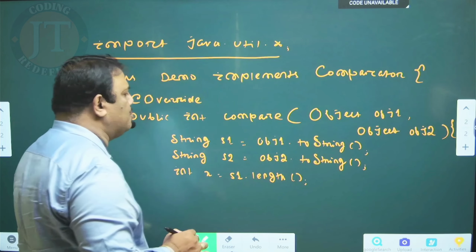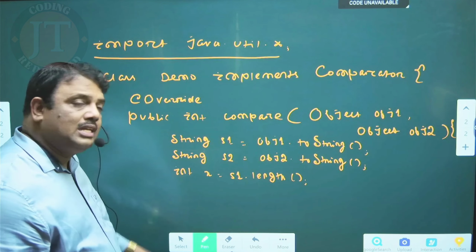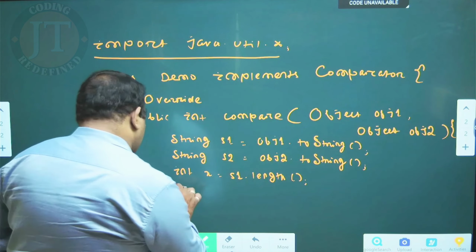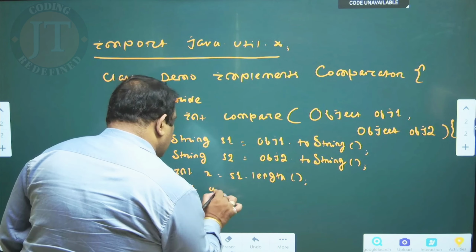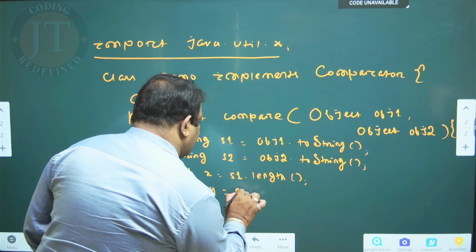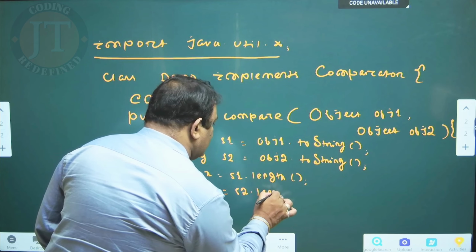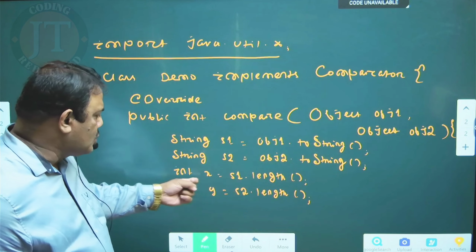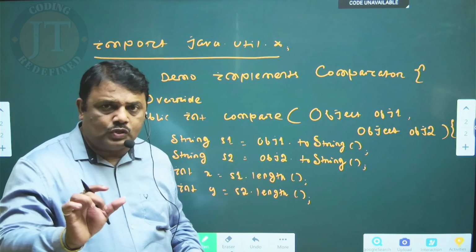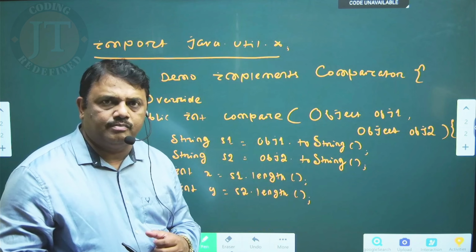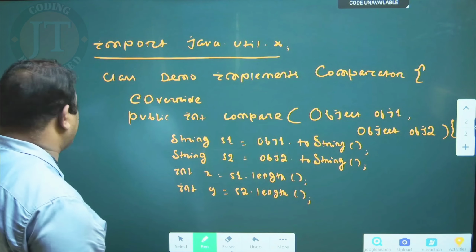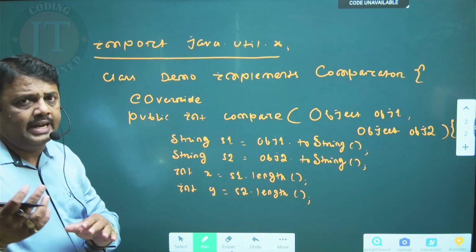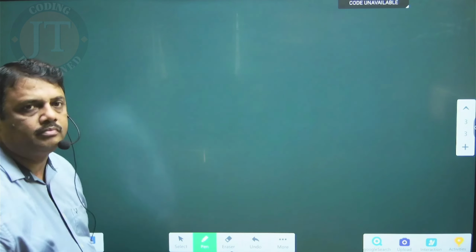length() is a method in which class? The String class, which can extract the size or length of the first string. In the same way, I write int y is equal to s2.length(). Here you see the job: it extracts the length of the first string and the length of the second string. Now, what is my next job? Now you see what I can do in the next step.